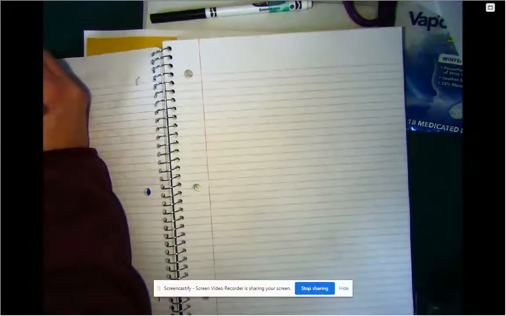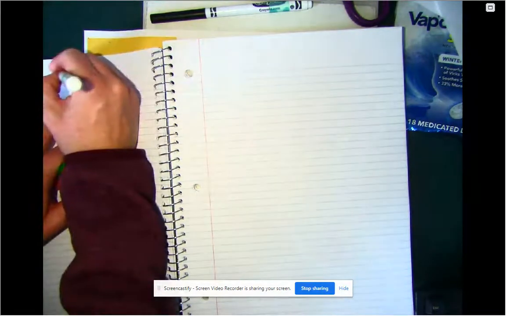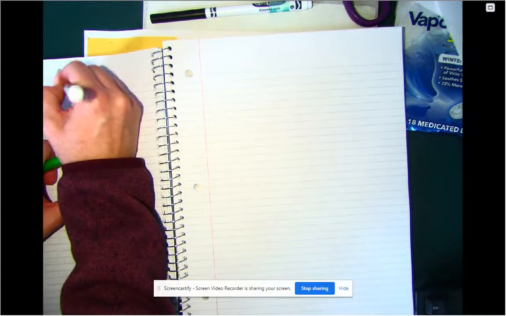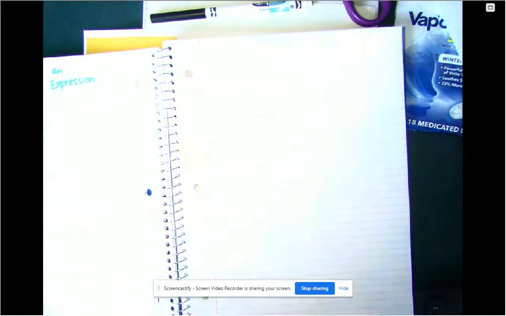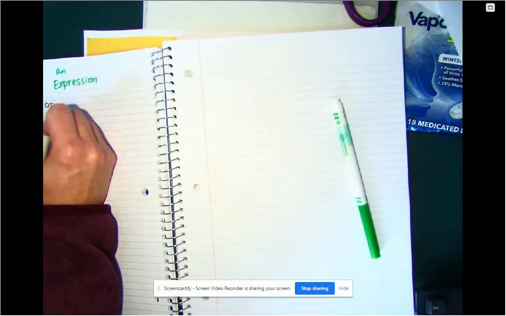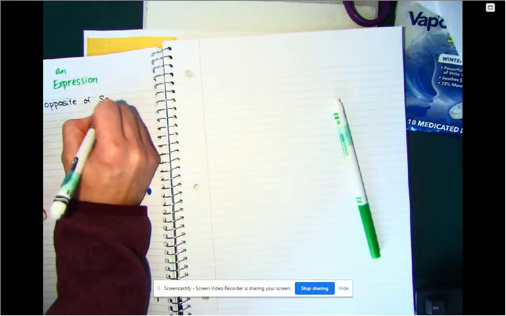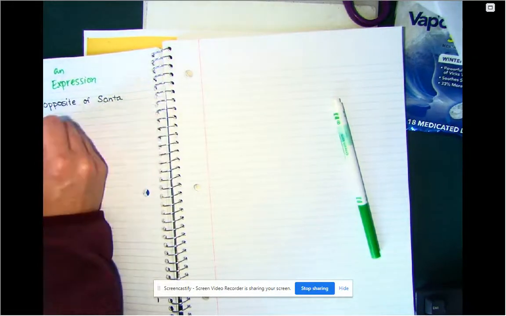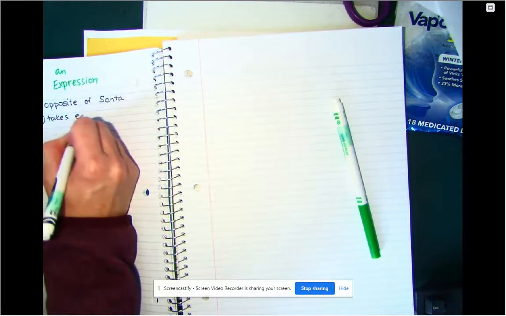All right. Factoring an expression. So first of all, the Grinch is our mascot because the Grinch is the opposite of Santa. So that's thing number one. Santa gives equally to everyone. The Grinch takes equally from everyone.